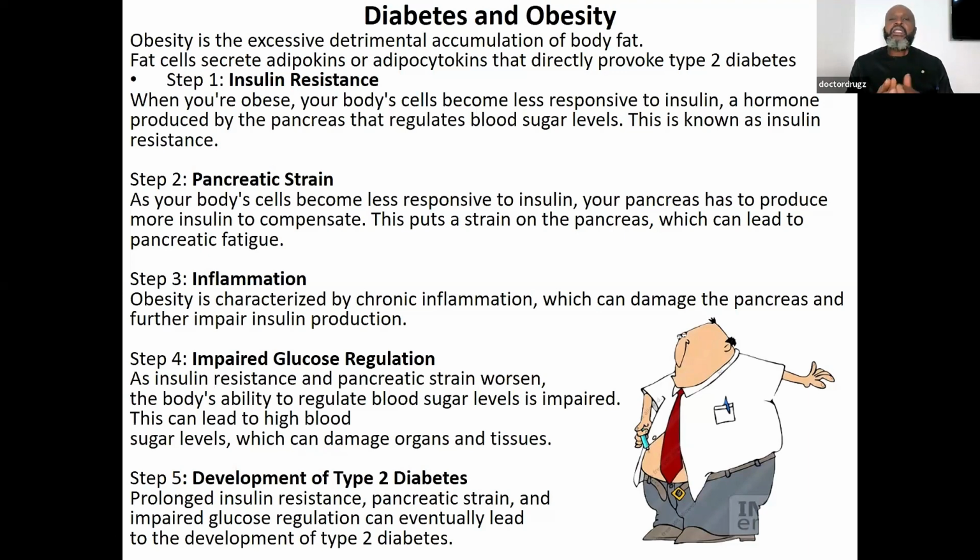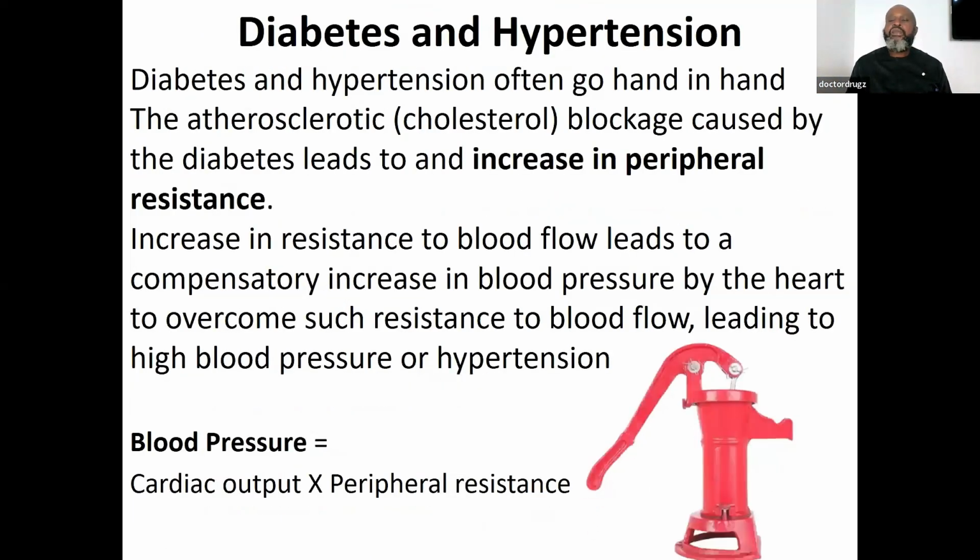So the steps are like this. There will be insulin resistance. Remember, I mentioned insulin resistance as a diplomatic way of saying type 2 diabetes. Then there will be pancreatic strain, that is the stress as the body cells become less responsive to insulin. The pancreas has to produce more insulin to compensate, and this puts a strain on the pancreas, which can lead to pancreatic fatigue. Who knew that the pancreas can get tired, like an athlete that has run for too long? Then we have inflammation. Then we have impaired glucose regulation, and before you know it, the patient graduates into full-blown type 2 diabetes. So diabetes and hypertension is a very strong link.